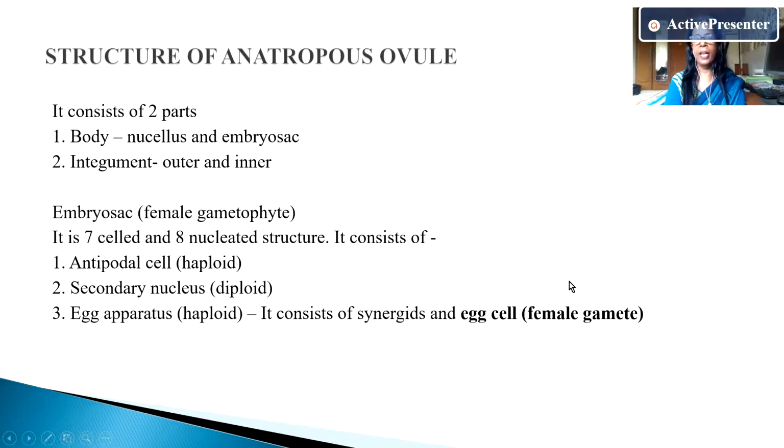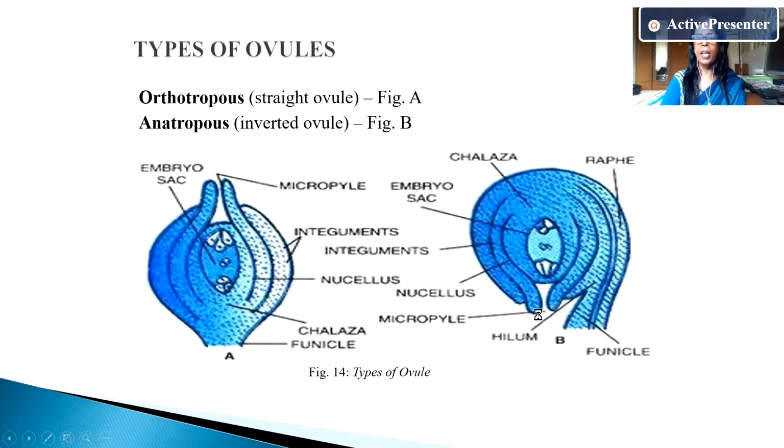So this is the structure. The egg cell is known as the female gamete. The egg cell is present in the egg apparatus. The central one is the egg cell, that is the female gamete.